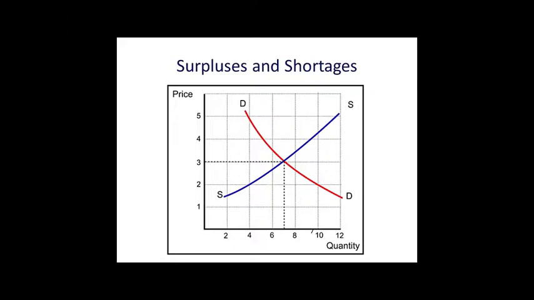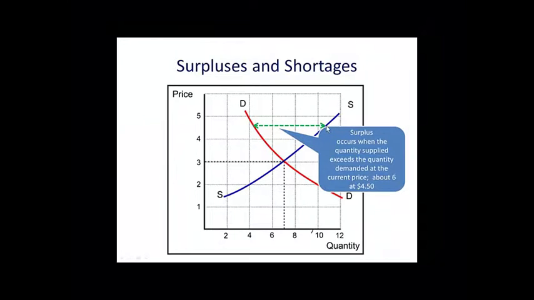Now, what about depicting market situations where surpluses and shortages occur? Let's take a price above the equilibrium, in this case about $4.50, and you can see that in this situation we have a surplus. You can see here the quantity supplied is greater than the quantity demanded, and so there's about 6 units surplus at the price of $4.50.